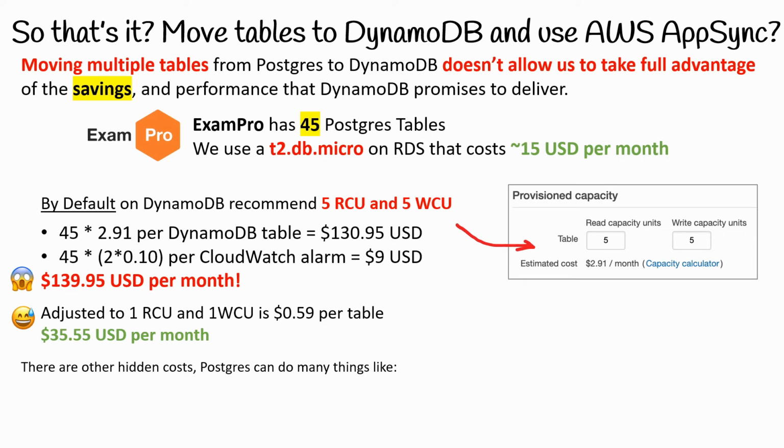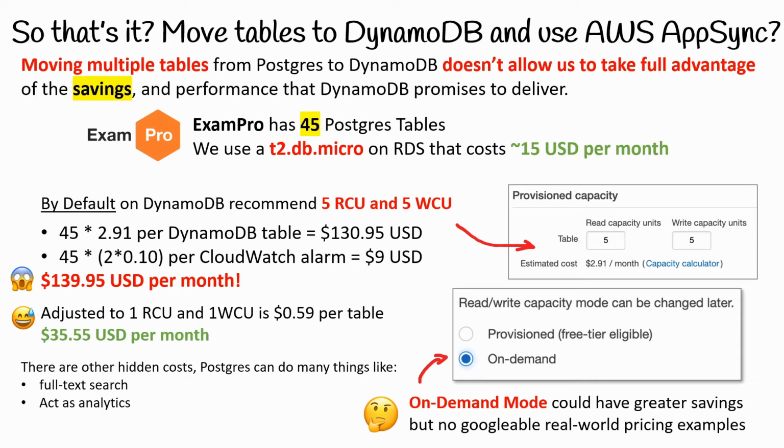There are other hidden costs. So with Postgres databases, startups generally utilize them for full text search and analytics. There are a lot of Postgres extensions you can install. So you might have to build those out, not in DynamoDB, but in other AWS services. So that's a hidden cost of doing your migration over.